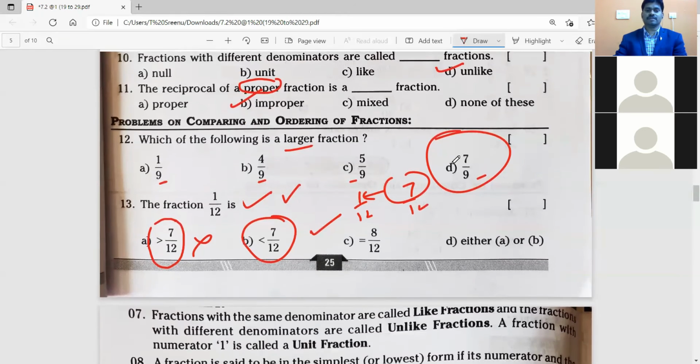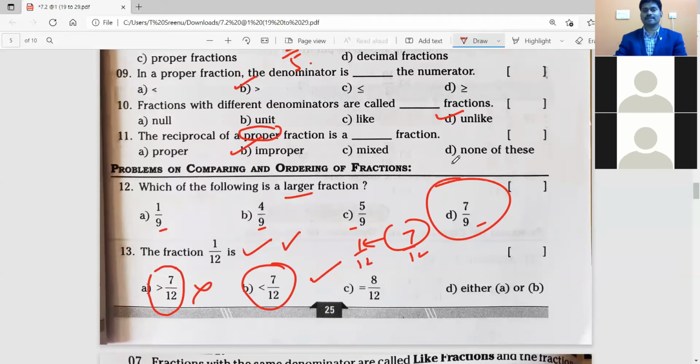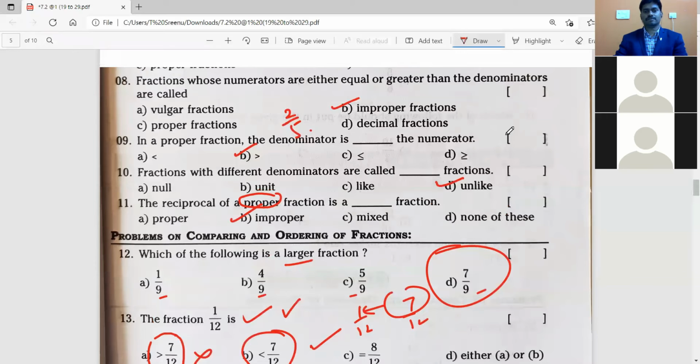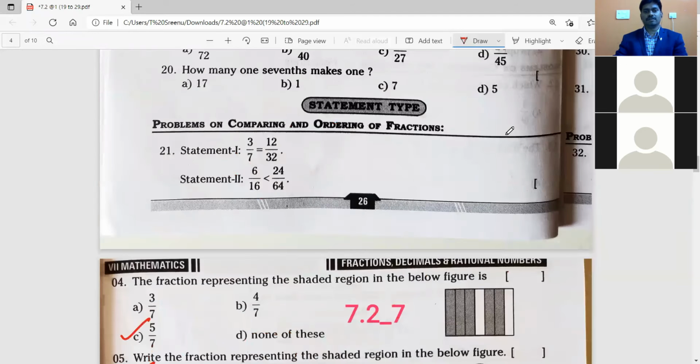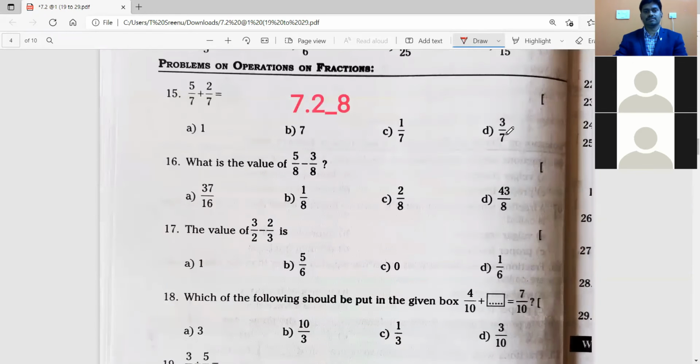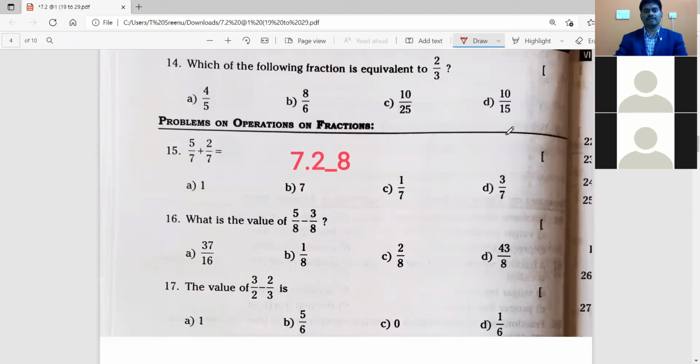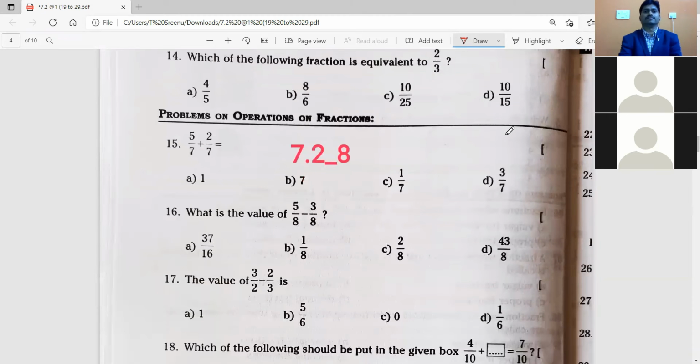Right? Tauzuddin, please check the answers for 11, 12, 13. I'm moving the screen up. 14 onwards. 14, 15, 16, 17. Please do it. 14, 15, 16, 17.